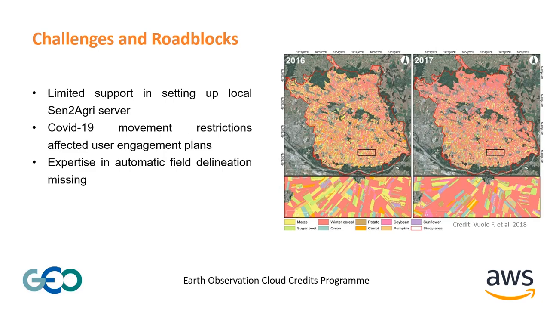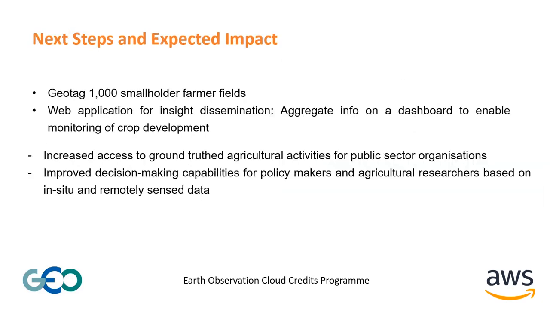Because we are capturing field information, we have had challenges in doing automatic field delineation. So we would want to obtain expertise that can support automatic field delineation, which is quite a challenge for smallholder farmers. This can help us analyze better what is growing the crops and also look at yield potentials.